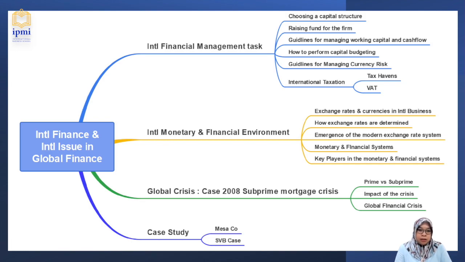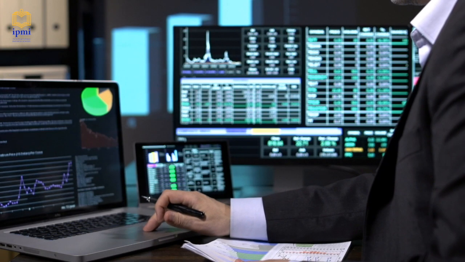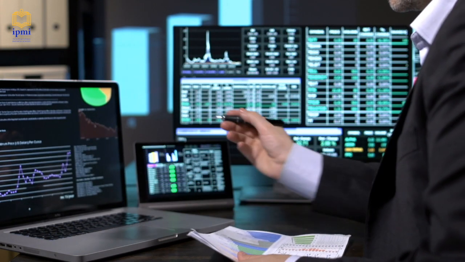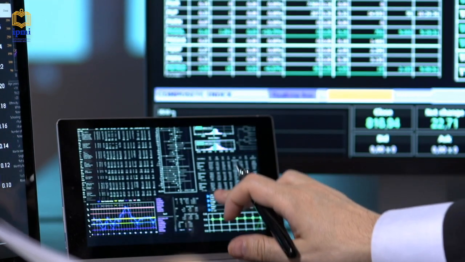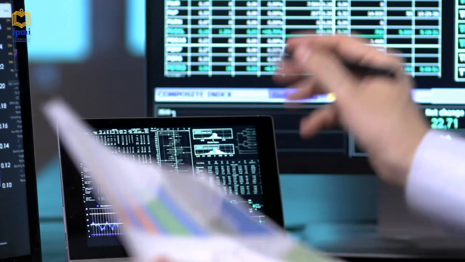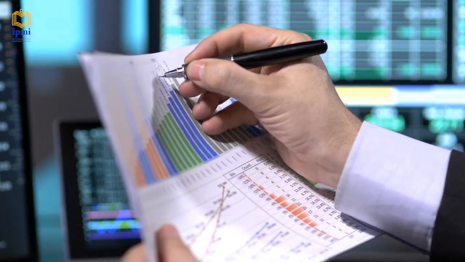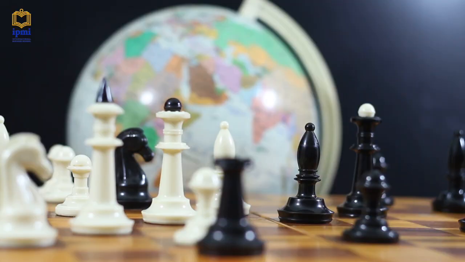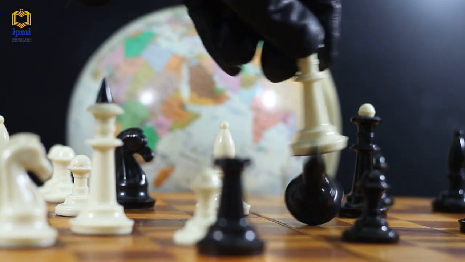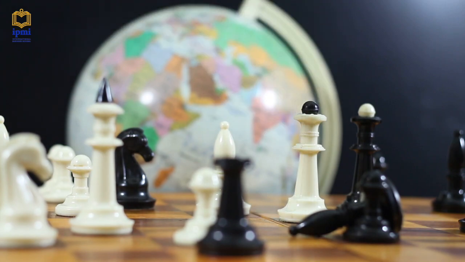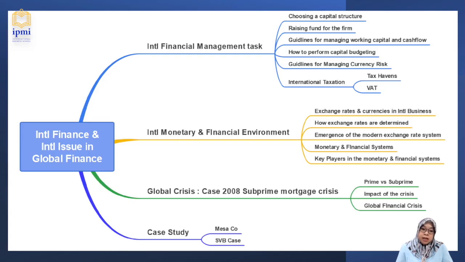Well, we also learn about the international issues in global finance, which are important aspects of the course, covering the challenges and complexities of international finance, including foreign exchange risk, country risk, and political risk. And one of the hard issues that we learn is about the subprime market crisis of 2008 and the Silicon Valley Bank bankruptcy. So the 2008 subprime mortgage crisis was one of the most serious worldwide crises in modern history.